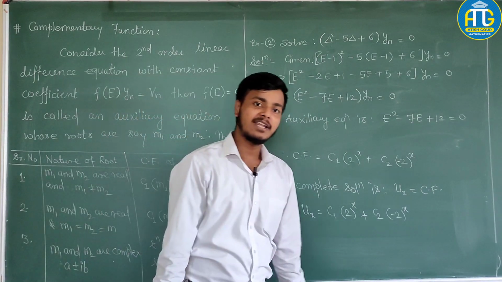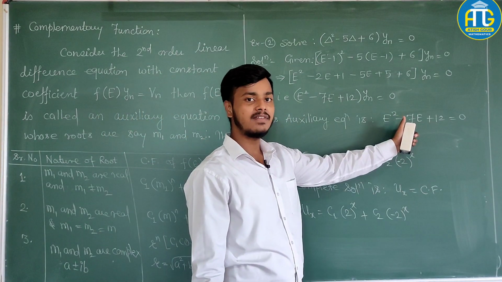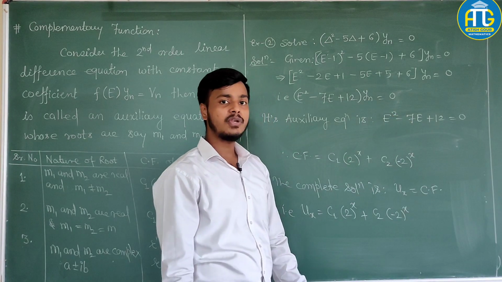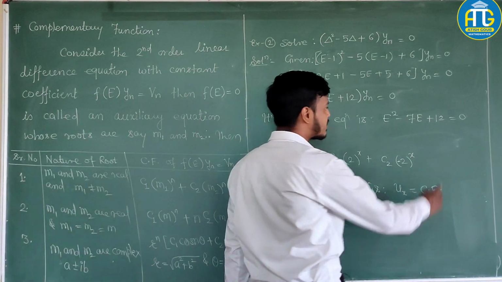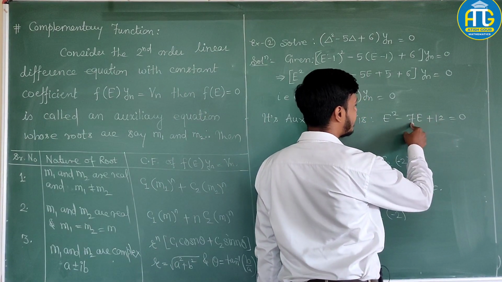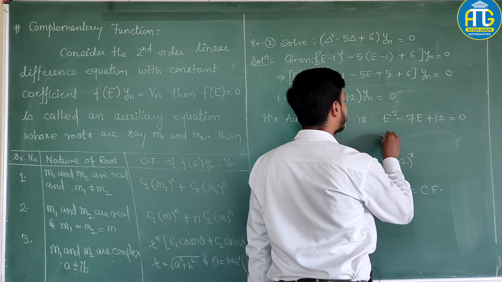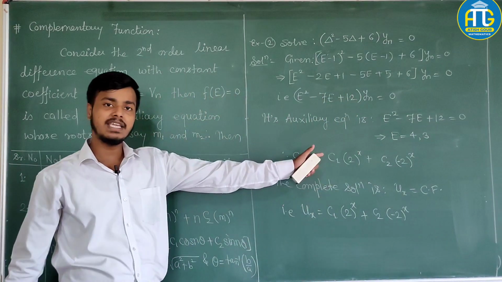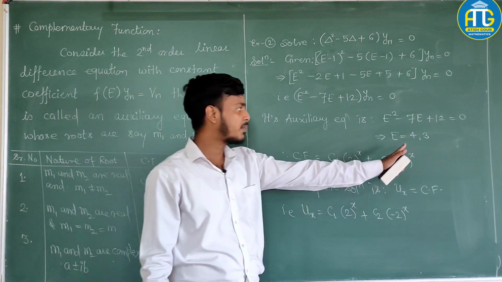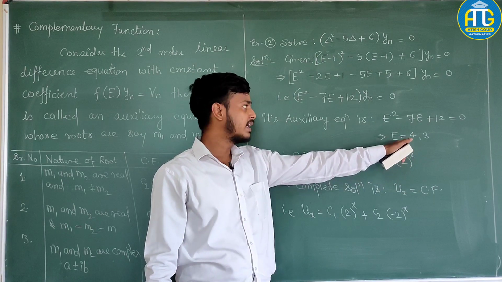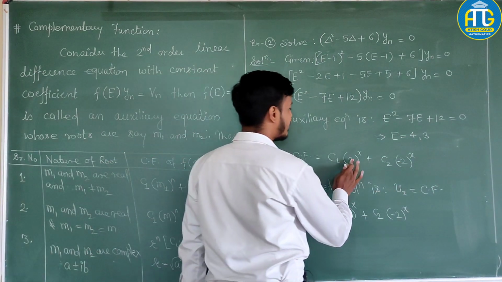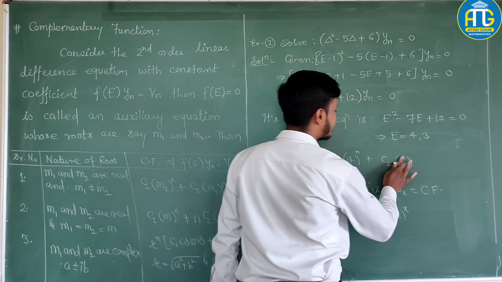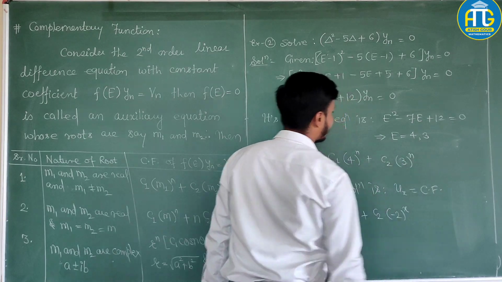Now you can make use of the calculator to get the roots of this equation, or you can solve it manually. So 4 threes are 12, 4 and 3 is 7. So we have the roots as e is equal to 4 and 3. So this is again the problem where you got different roots. So here it is going to be c1 4 to the power n, c2 3 to the power n.